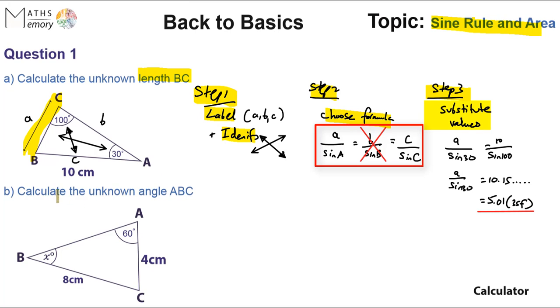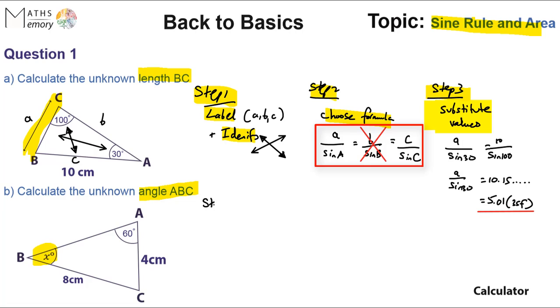So part B, let's calculate the unknown angle ABC. So in this case, we're dealing with an angle ABC, this angle over here. So again, this is a non-right angled triangle, we assume, and we're going to be using the 3 steps as above, but a different formula for step 2.